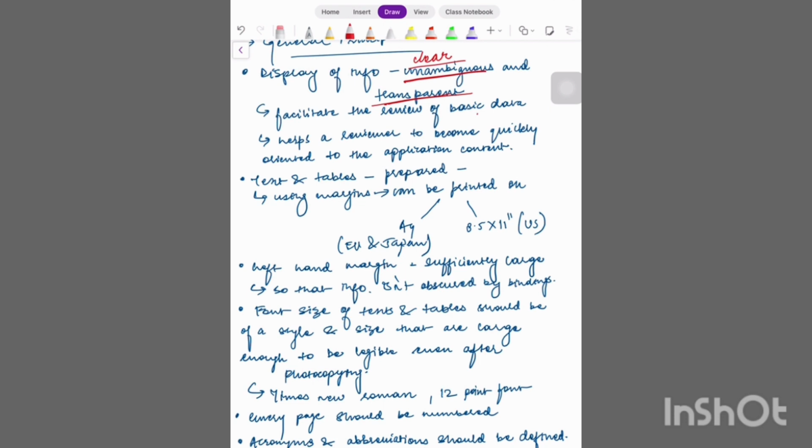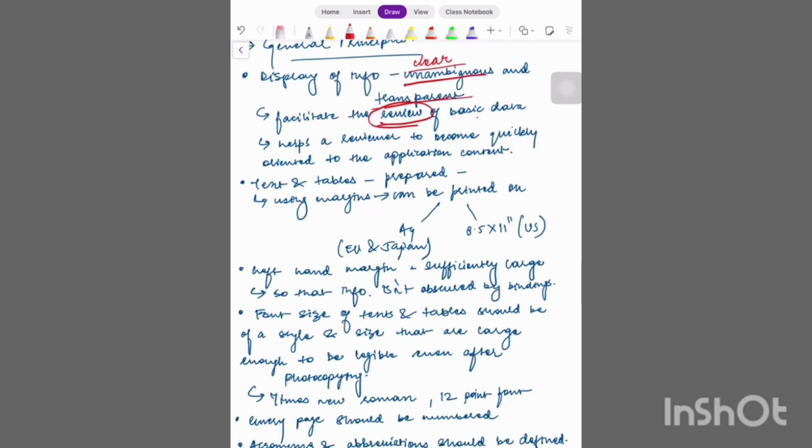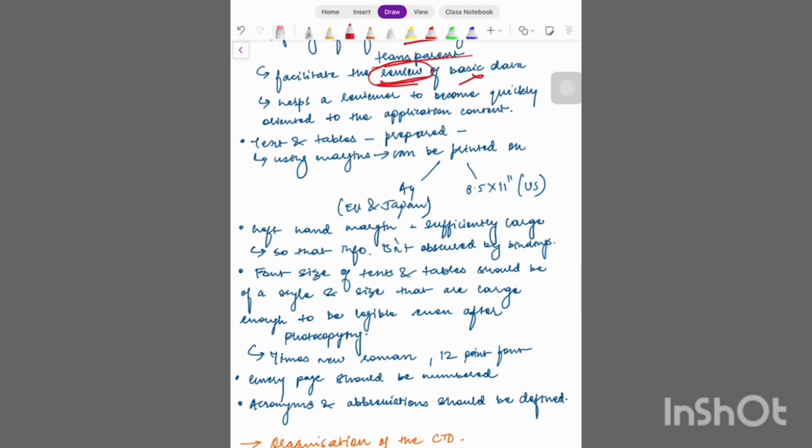तो उनके रिव्यू में लाइक इफ़ यू आर रीडिंग माई राइटिंग, मेरी राइटिंग थोड़ी ऐसी है अजीब सी कर्सिव, सो आपको रिव्यू करते टाइम कोई दिक्कत नहीं आनी चाहिए. एंड it helps a reviewer to become more quickly oriented to the application content.